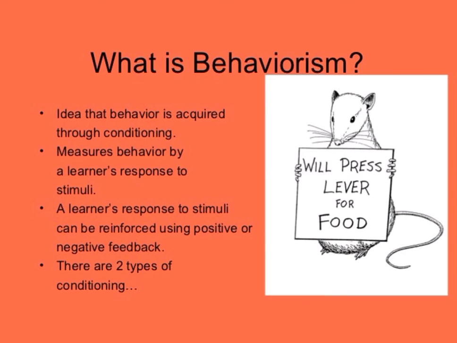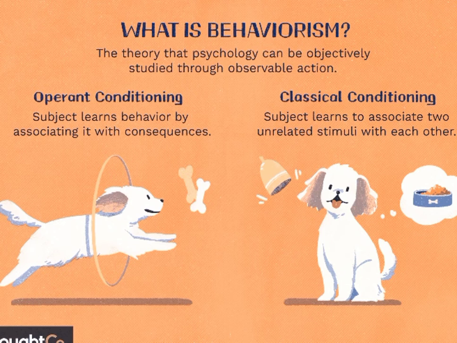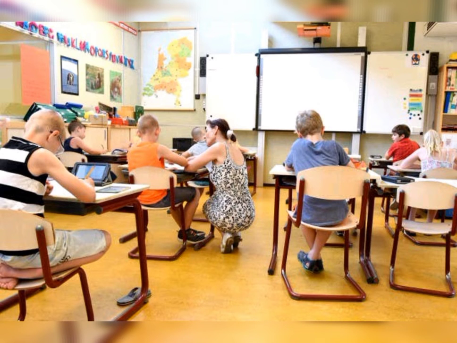And behaviorism also states that it is acquired through conditioning. It also measures behavior by a learner's response to stimuli. A learner's response to stimuli can be reinforced using positive or negative feedback. So there are 2 types of conditioning. First is the operant conditioning, in which the subject learns behavior by associating it with consequences. The second one is the classical conditioning. The subject here learns to associate 2 unrelated stimuli with each other.